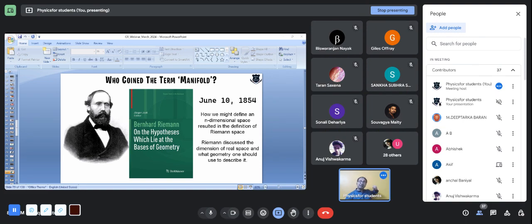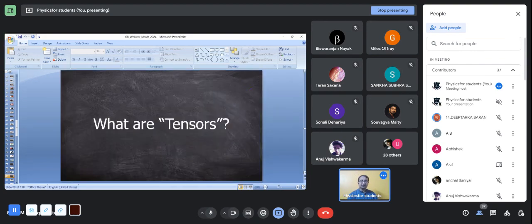And when did Einstein coin special and general relativity? 1915. How many years? So that means the foundation of differential geometry was made much earlier than Einstein. So don't have that notion that it was Einstein who coined the term tensor or non-Euclidean geometry. It was done even much earlier than that, right? So we come now to what are tensors.